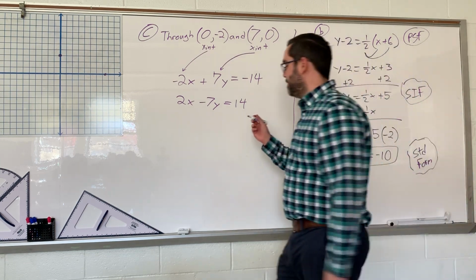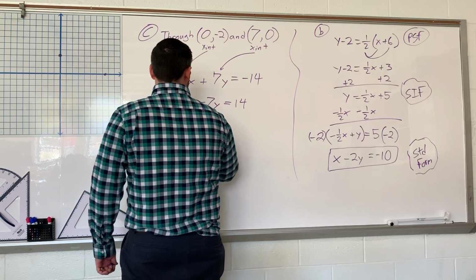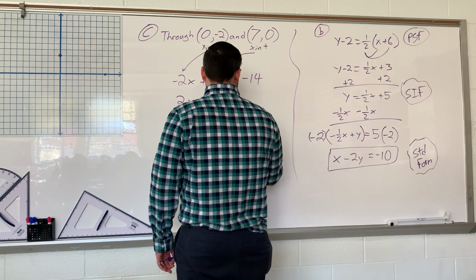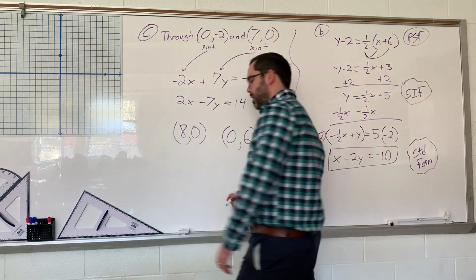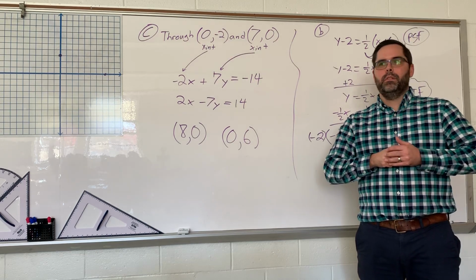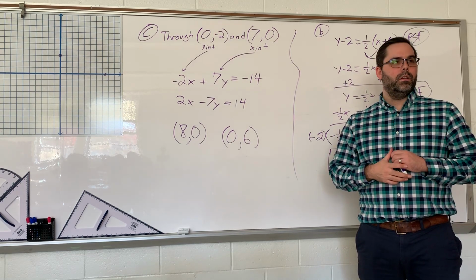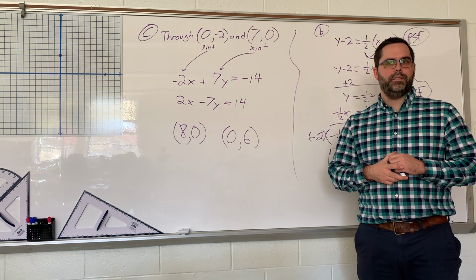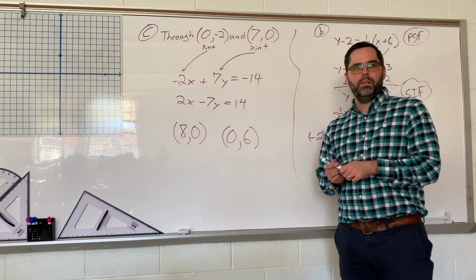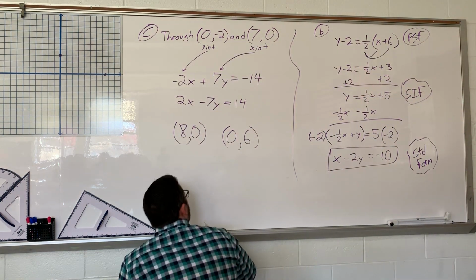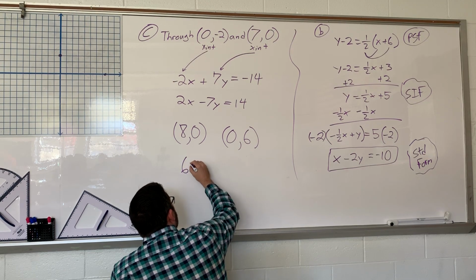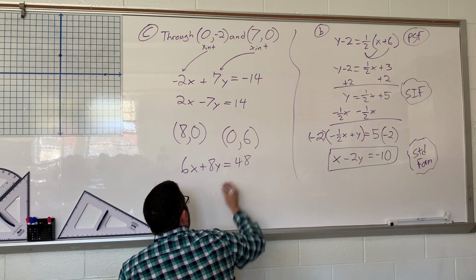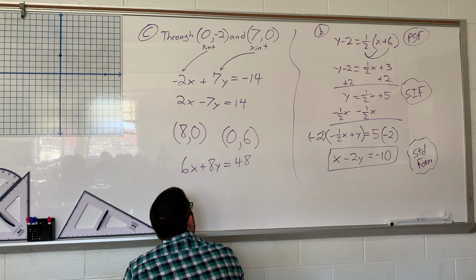So what if I had these 2 points? 8, 0, and 0, 6. What would be my equation? Who thinks they know? Give them 1 second. Let's think about it. What would be my equation? Go ahead, Elizabeth. 6x plus 8y equals 48, I think. 6x plus 8y equals 48. Is that what you said? Yes.